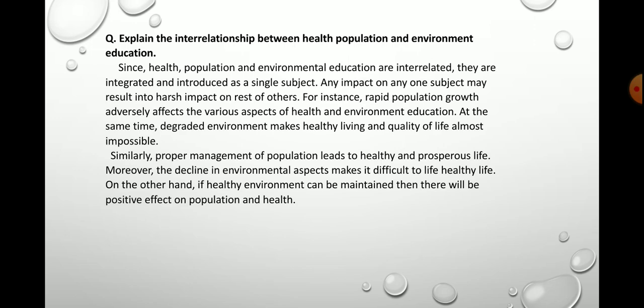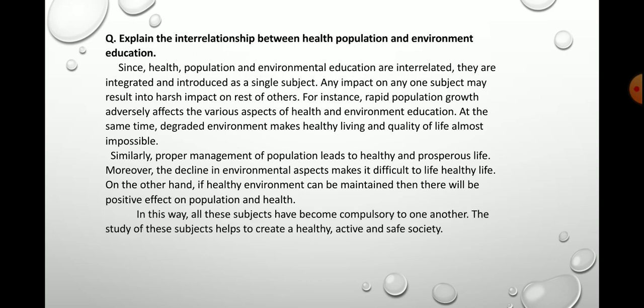So now here, explain the interrelationship between health, population and environment education. So how are these three things connected with each other? Here is one simple example as well. Health, population and environment education are related and introduced as a single subject, because if there is any impact on any one of these, then the other two will be directly or indirectly affected. You can read this. We have already discussed this in class also, so you can go through this by pausing the video. Okay, then let's go to the next.